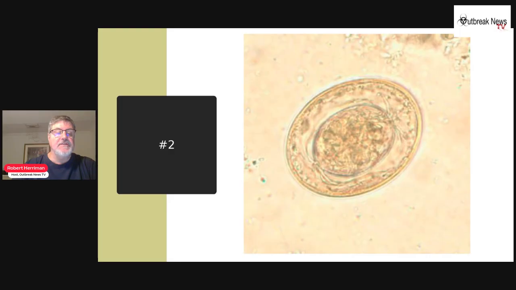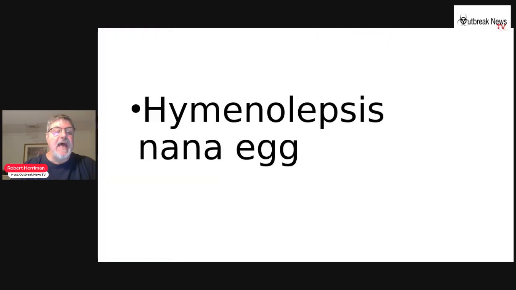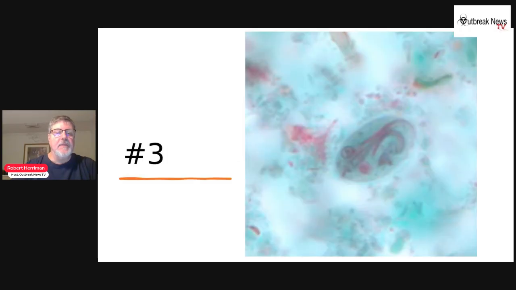All right, so the answer to this is Hymenolepis nana egg. So this is the dwarf tapeworm. And anytime you hear oncosphere, that will indicate an egg from several of the cestode family, Taenia, Hymenolepis, for example. All right, going on to number 3.